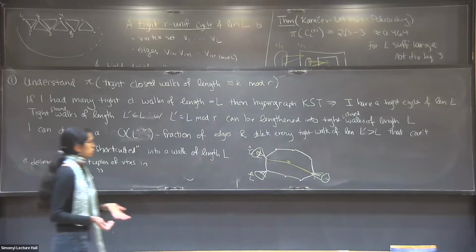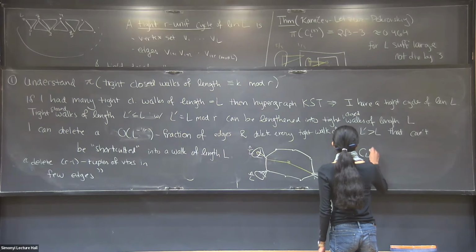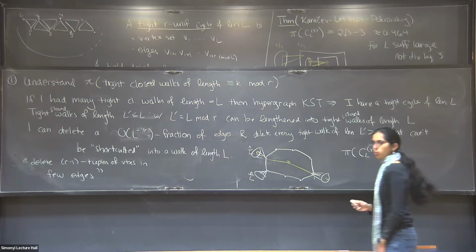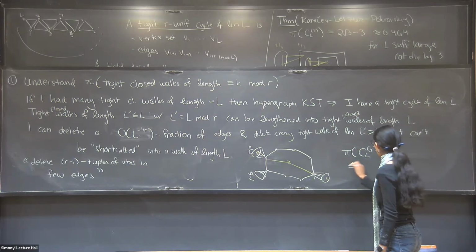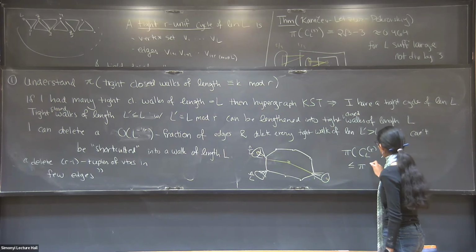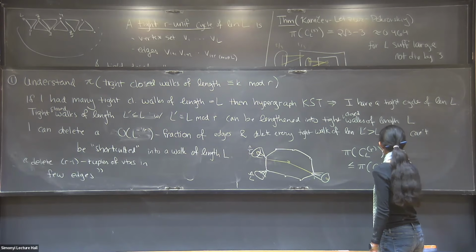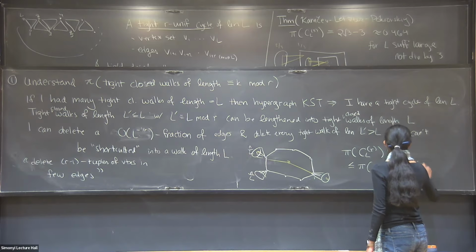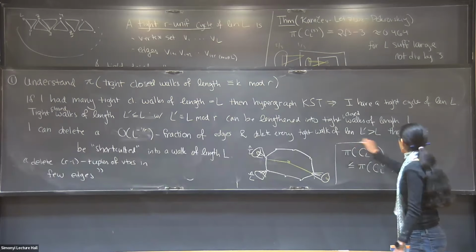And if you combine all of these tricks, what you actually get for very little effort is that the Turán density of one of these tight cycles is at most the Turán density of the whole family plus some additive error.